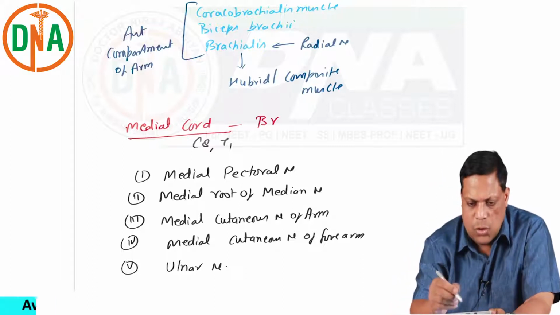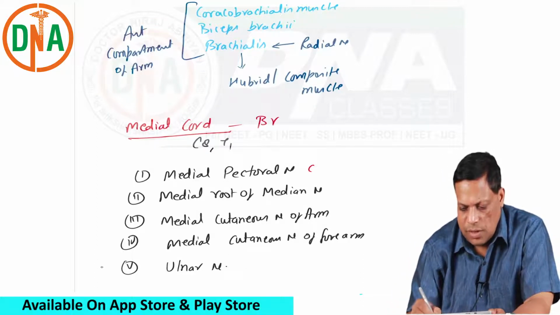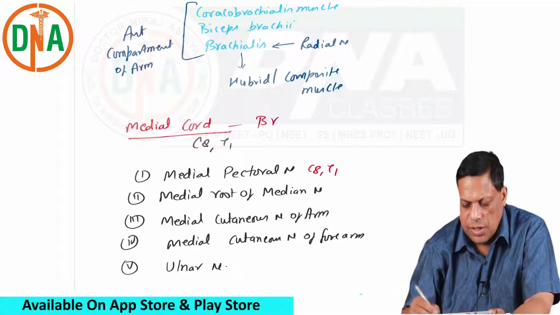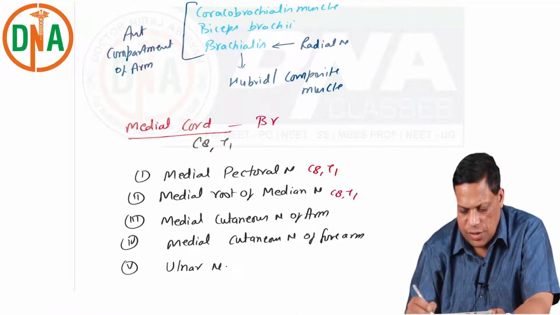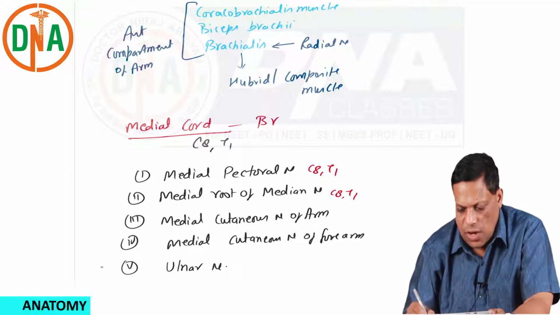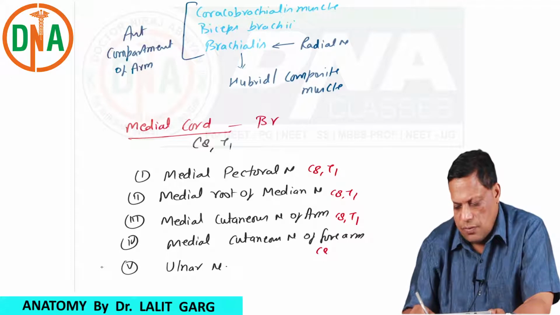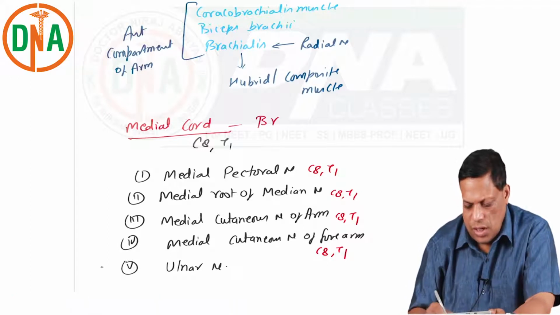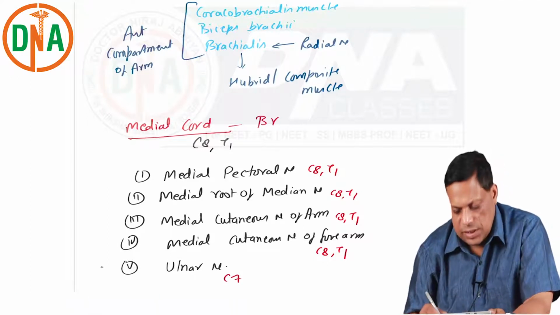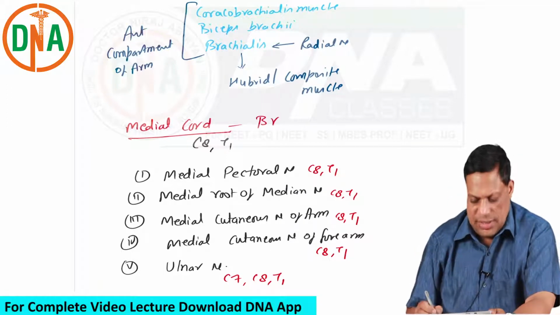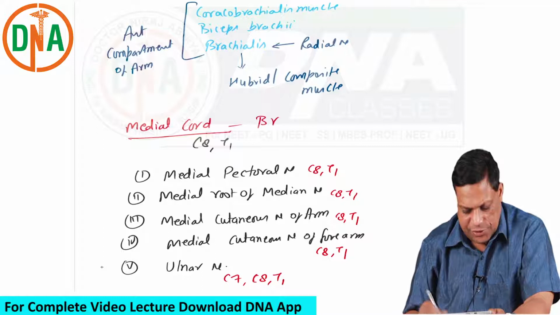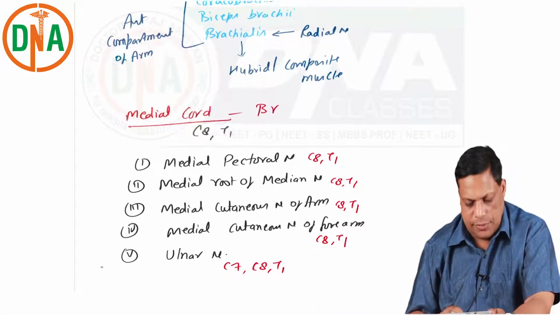What is the root value of these nerves? Medial pectoral nerve, root value C8, T1. Medial root of median nerve, root value C8, T1. Medial cutaneous nerve of arm, root value C8, T1. Medial cutaneous nerve of forearm, C8, T1. Ulnar nerve, its root value is different: C7, C8, T1.